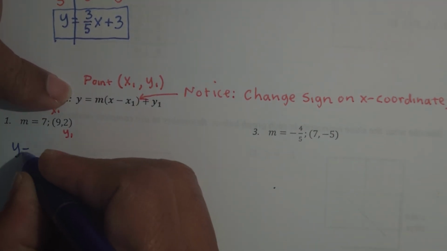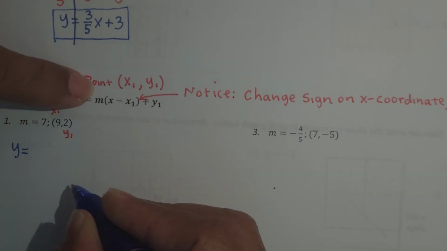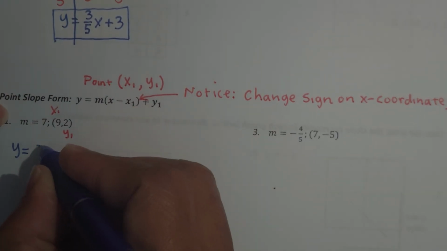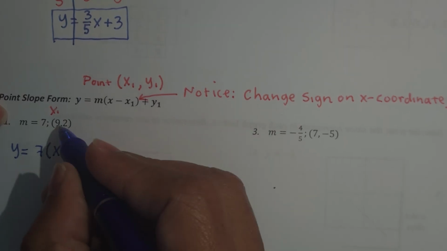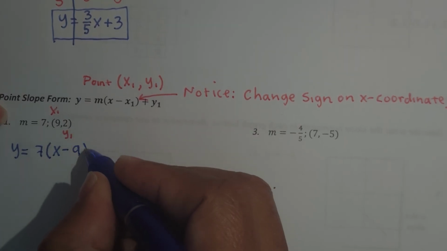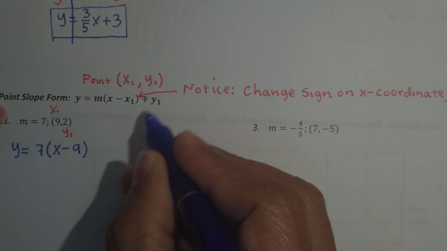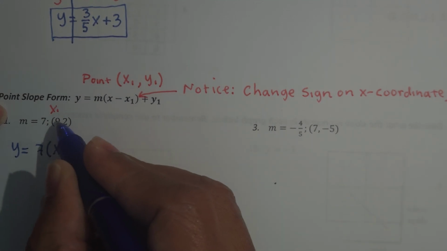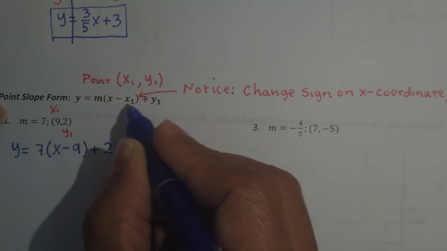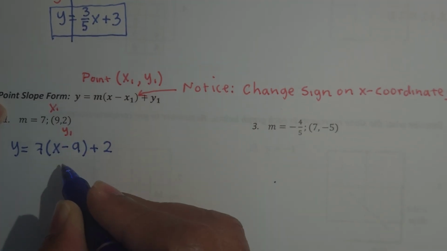So I have y equals, the slope is 7. That's what I'm given as a slope. So instead of m, 7, and then open parentheses, x minus x1. x1 is 9, so then minus 9, and then y1 is 2, so plus 2. So notice again what I did. This is positive 9, but the formula says change the sign of the x1 value, which is what I've done.